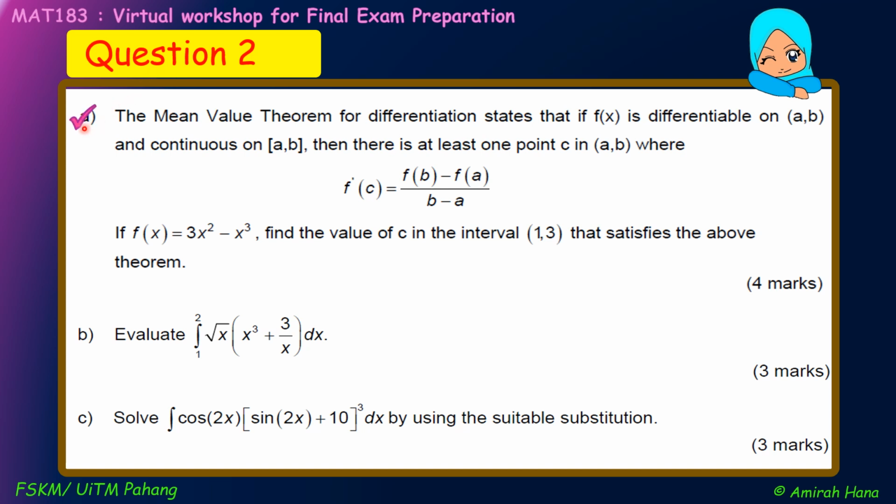Question 2A. The mean value theorem for differentiation states that if f(x) is differentiable on open interval (a, b) and continuous on closed interval [a, b], then there is at least one point c in open interval (a, b) where f'(c) equals (f(b) minus f(a)) over (b minus a). If f(x) equals 3x squared minus x cubed, find the value of c in the open interval (1, 3) that satisfies the above theorem. 4 marks, right?